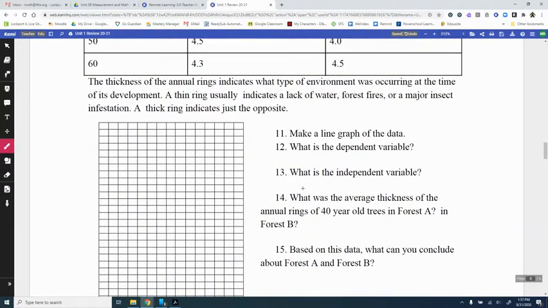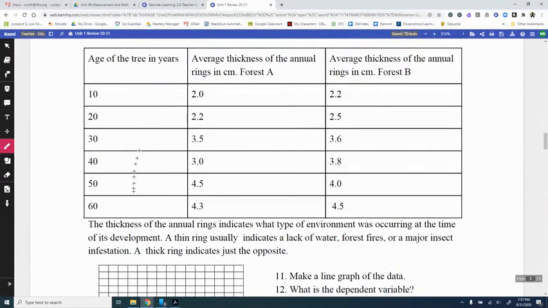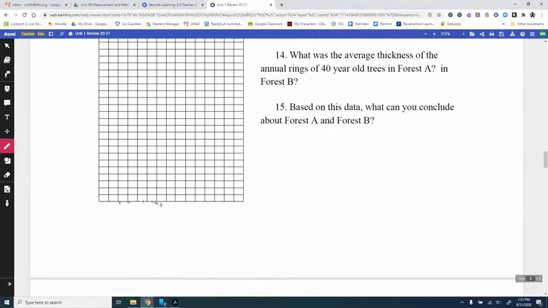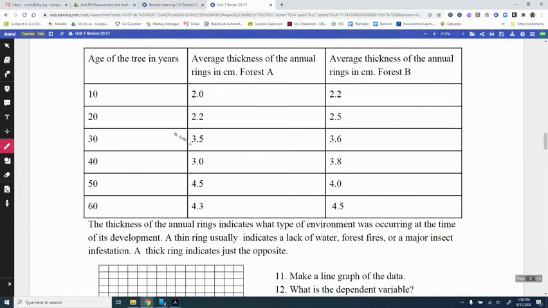Okay, so here we are going to make a graph. So we have age of the tree in years, average thickness of A, average thickness of B. Now, when we make a graph, the independent variable is going to go on the x-axis. So the x-axis is the bottom axis down here. This is the y-axis up here, okay? So our independent variable is age of the trees in years. This is what we are testing.